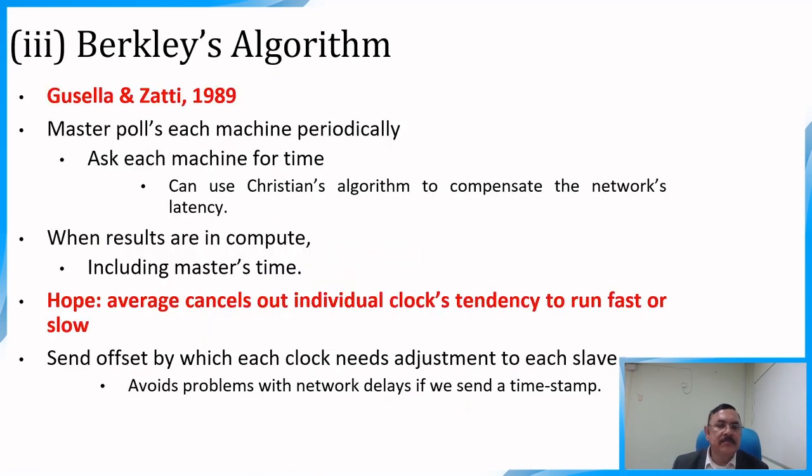Berkeley's algorithm was given in 1989. Here the master polls each machine periodically and asks the machine for the time. For that, it can use Christian's algorithm to compensate for the network latency. Now, when the results are in, compute the average, including the master's time, and hope that the average cancels out the individual clocks' tendency to run faster or slower. So, send the offset by which each clock needs adjustment to each slave, and this avoids the problem with the network delays.